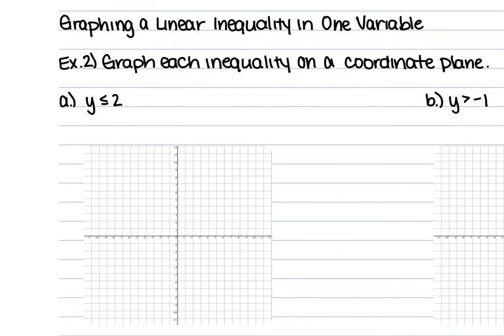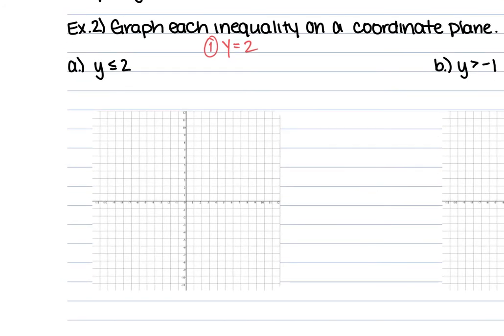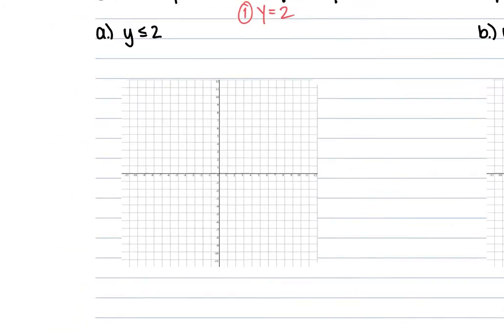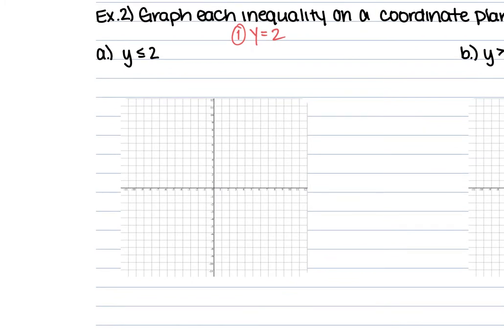So take a look. We're going to graph a linear inequality in one variable, okay? Step number 1 is to rewrite the inequality with an equal sign. So this is now going to be y equals 2, okay? Because y is less than or equal to 2, okay? So step number 1 is write y equals 2. Let's graph y equals 2. What kind of line is y equals 2? Sophia? Horizontal through what point? 2. So draw a horizontal line through 2.